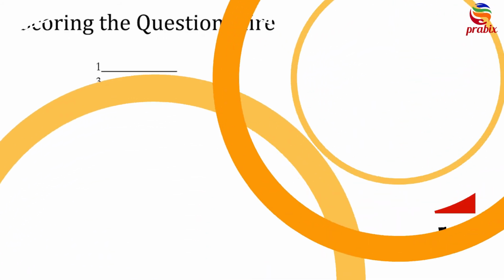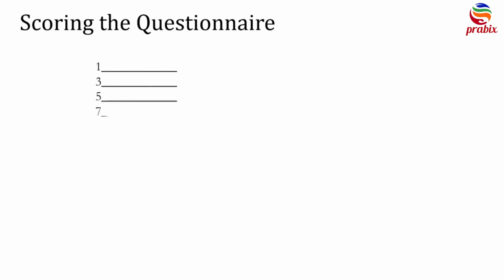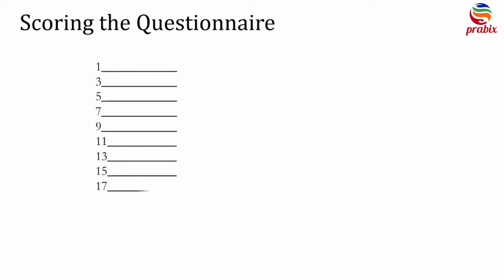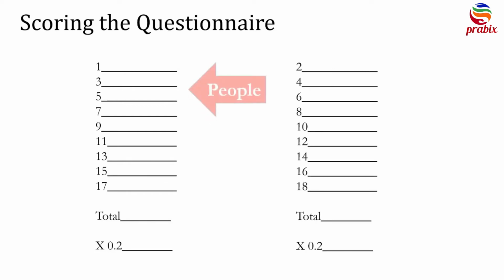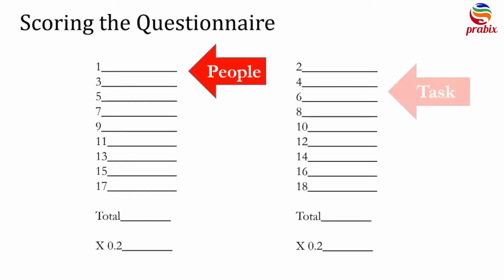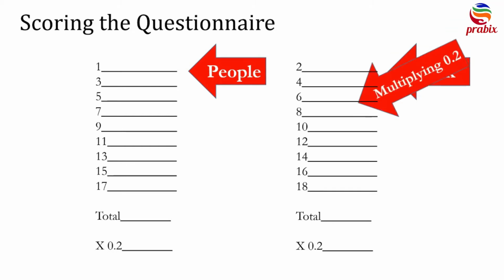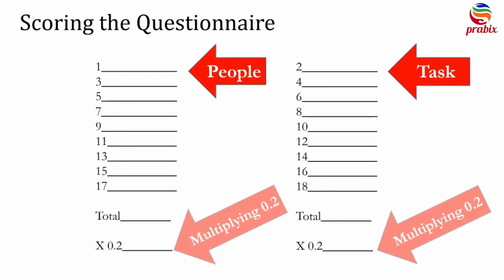Now we will analyze your position in Mouton managerial grid. After completing the questionnaire, transfer your answers by creating this type of form. The odd serial number answer is coming in left hand side and the even serial number is coming right hand side. The left hand side column is for people and the right hand side column is for task. After putting your answer here, do column wise summation. After that, multiply the column wise summation with 0.2.